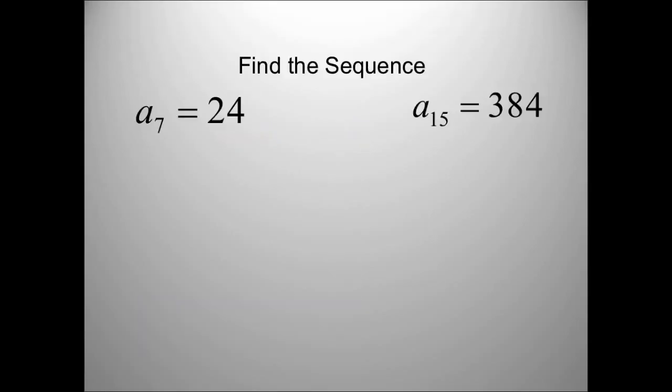Now we are not always lucky enough to have consecutive terms. Here we see we have two terms that are a little spread out. We have the 7th term and the 15th term. So what we're going to do is develop a formula to help us find the common ratio when terms are not right next to each other.